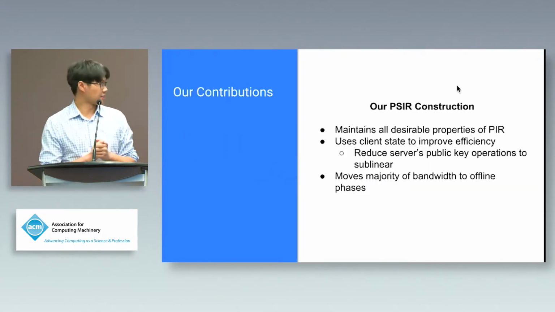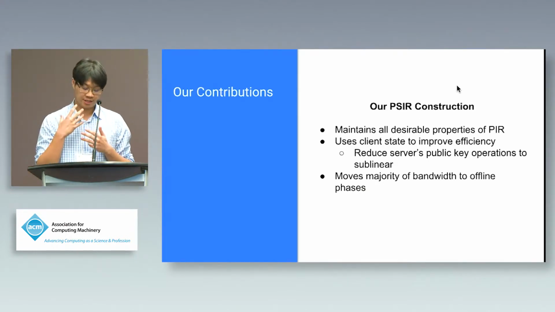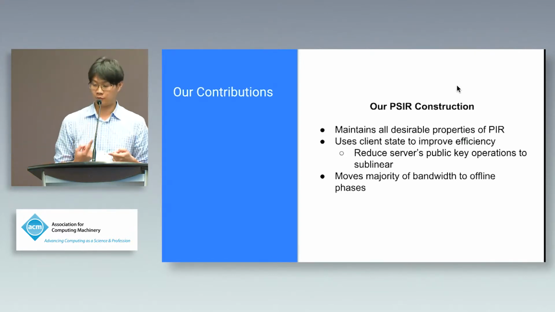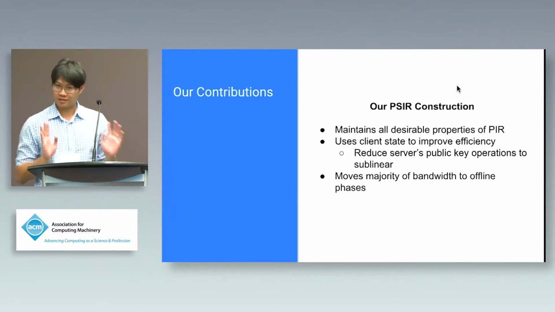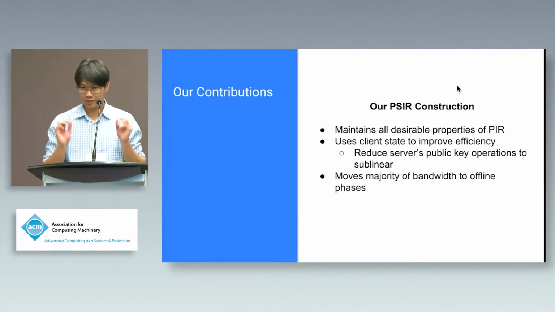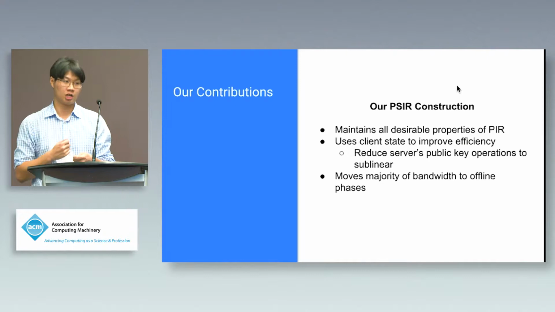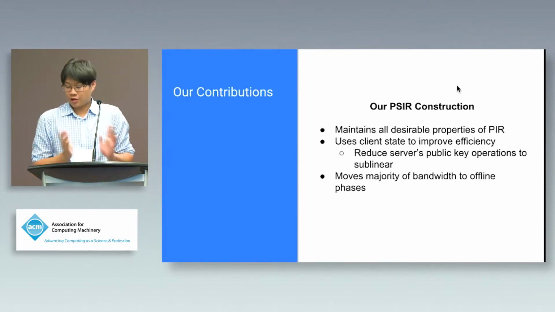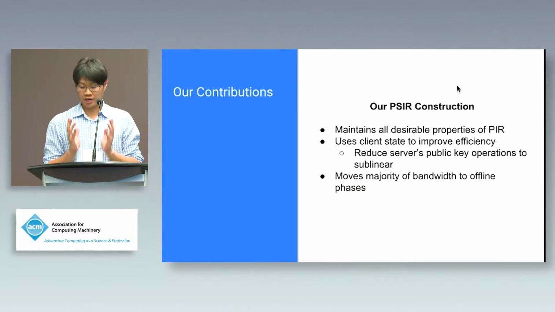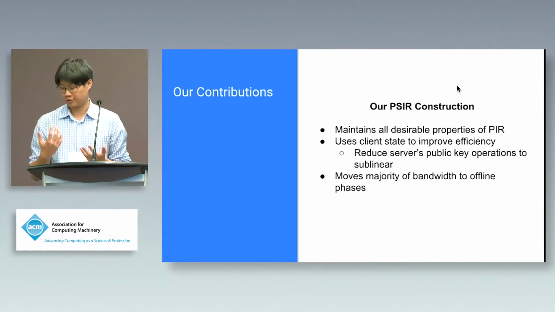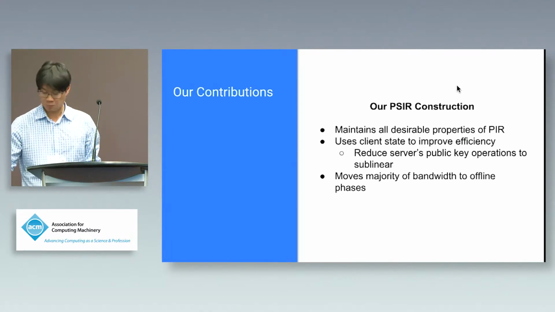Okay, so like I said before, we maintain all the desirable properties. However, we are able to use the client state and leverage it in a way that reduces the server's public key operations to sublinear. I would like to note that the server still does linear computation, but most of it is plain text operations, and we reduce the public key operations, which are significantly more expensive, to sublinear. And we actually get some other benefits. For example, we're able to move the majority of the bandwidth into offline phases, which is something that previous work was not able to do because they didn't have state.